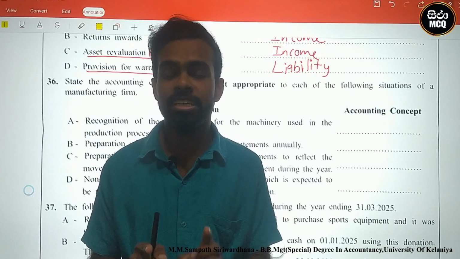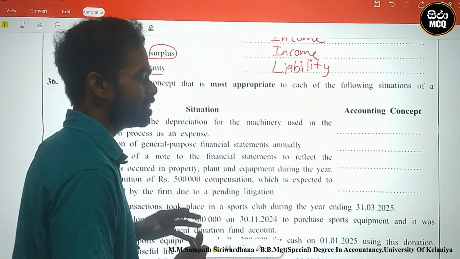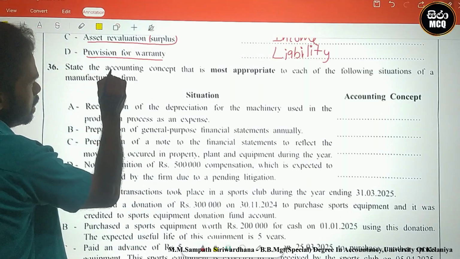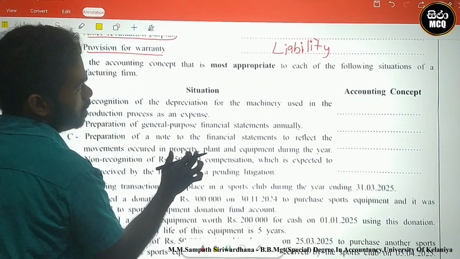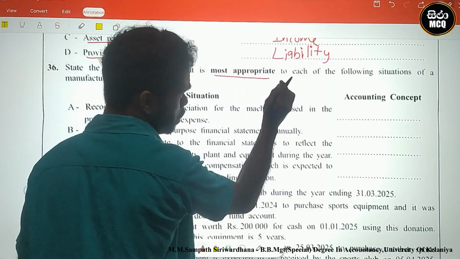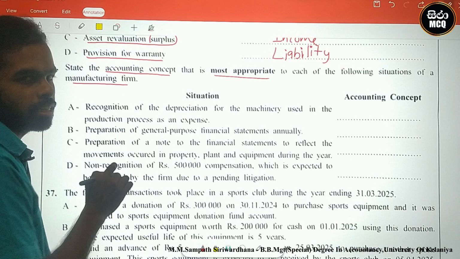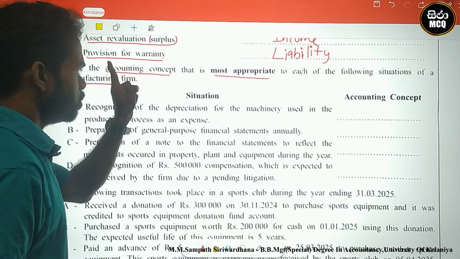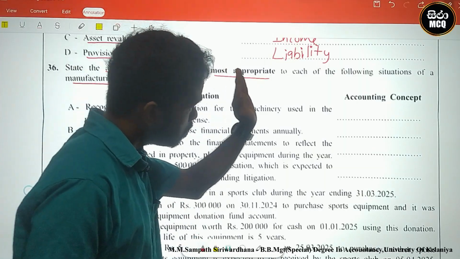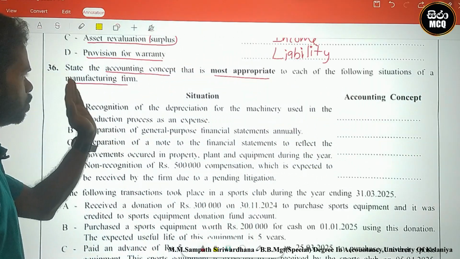Today we discuss the Advanced Level A-level accounting paper 2025, question number 36. This is related to accounting concepts. What is the requirement? State the accounting concept that is most appropriate to each of the following situations of a manufacturing firm. We must identify the accounting concept most appropriate to each of the following situations. There are 4 situations there for a manufacturing firm.